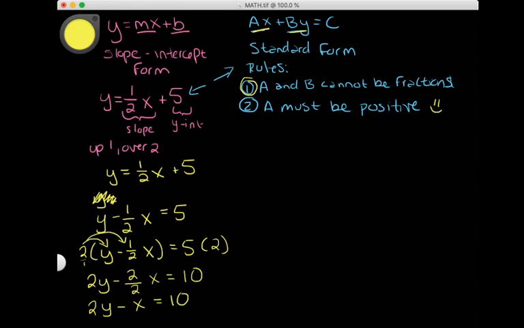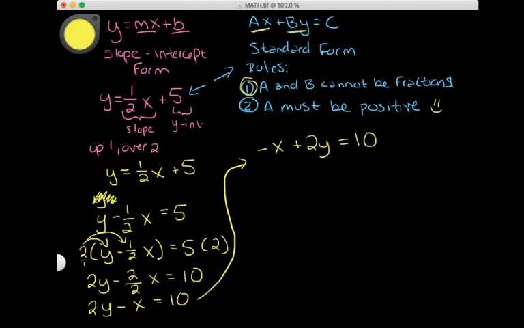So we have these on the right side. They're on the correct side, but they're not in the right order. That a term has to go first. So I'm going to rewrite this up here: negative x plus 2y equals 10.